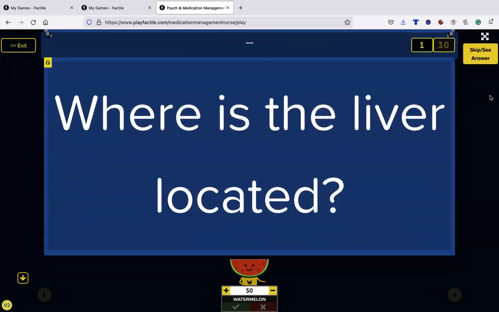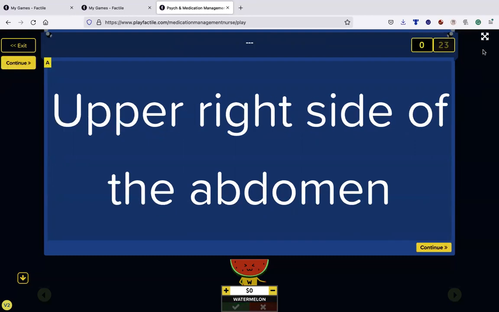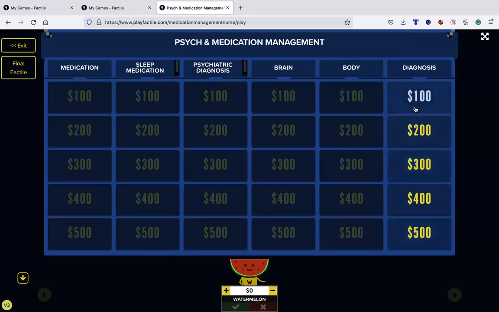Where's the liver located? That will be important when we talk about addiction. It's the upper right-hand quadrant. Your stomach is on the left. All right, and now we're almost done, guys.